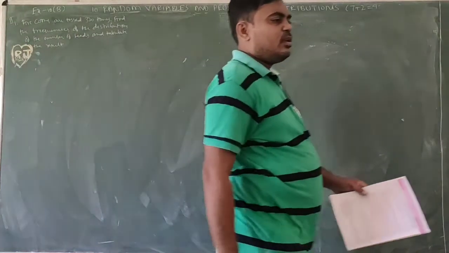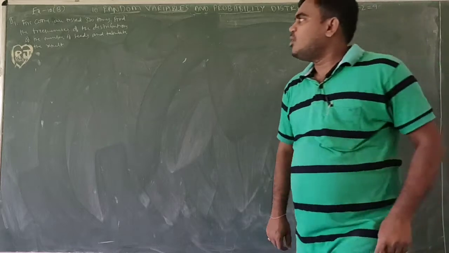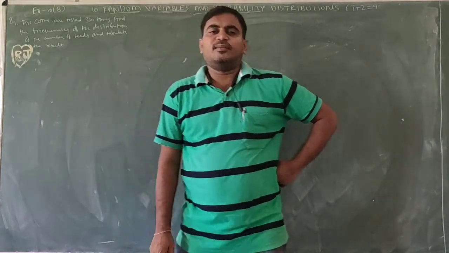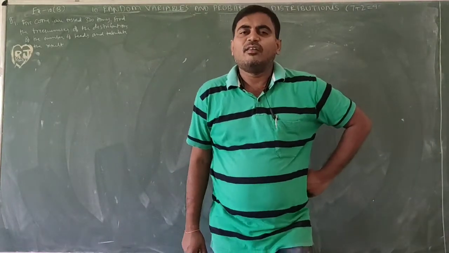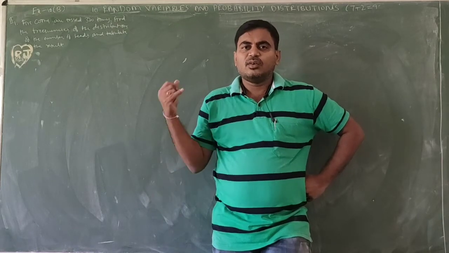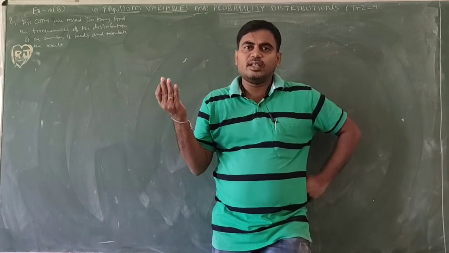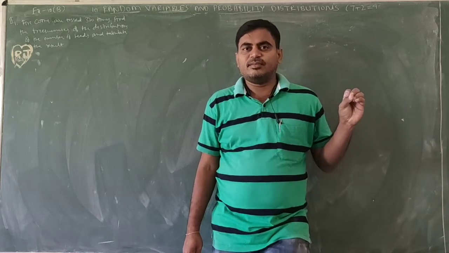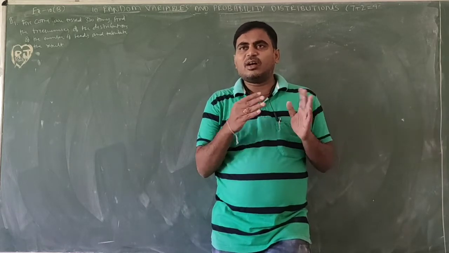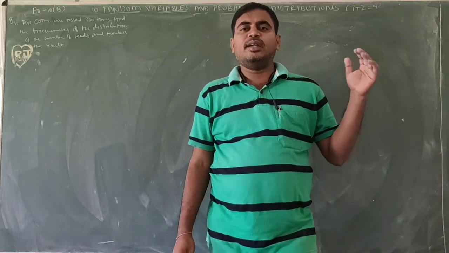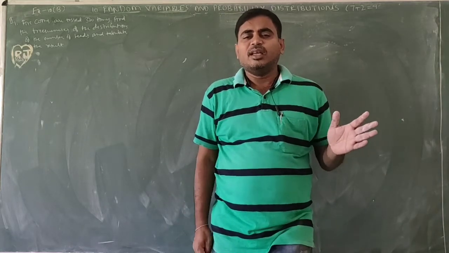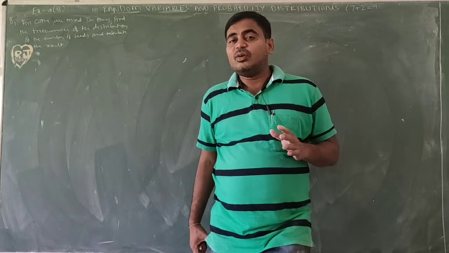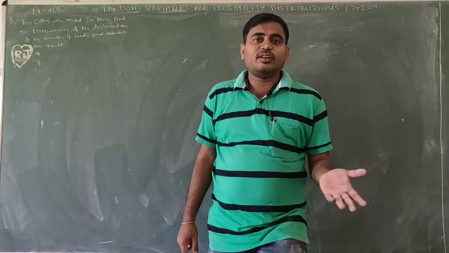Okay, so simple thing. 5 coins are tossed 320 times. If 5 coins are tossed, what are the possible results? 0 heads, 1 head, 2 heads, 3 heads, 4 heads, 5 heads. So we are counting how many times heads will appear if 5 coins are tossed. This experiment is conducted 320 times.